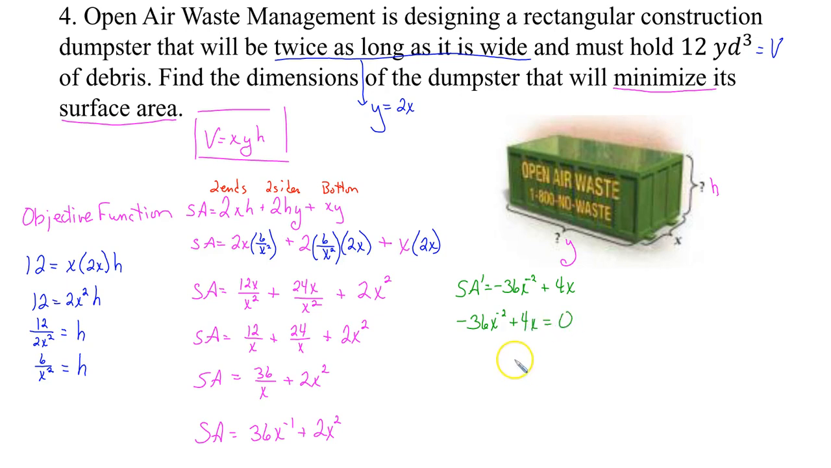equal to 0. Now when I do this, I'm probably going to go ahead and rewrite this as I do this. So I'm going to have negative 36 over x squared, and I will subtract 4x from both sides. I'm going to multiply both sides by x squared, which gives me negative 36 is equal to negative 4x cubed. And then I'm going to divide both sides by negative 4. So this is going to give me 9 is equal to x cubed, and x is going to be equal to the cubed root of 9.